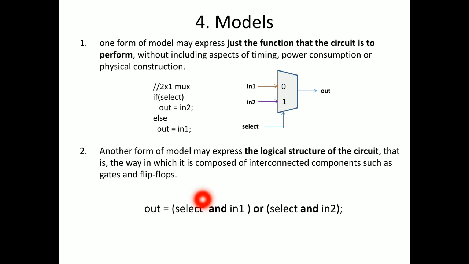Whenever select is 0, select bar means select prime. When select is 0, we should get the output of in 1, so select prime and in 1 will be given to the output. When select is 1, it should be ANDed with in 2, so we will be getting the output of in 2. This is the functionality way, the behavioral way. This is how the logic circuits are connected.